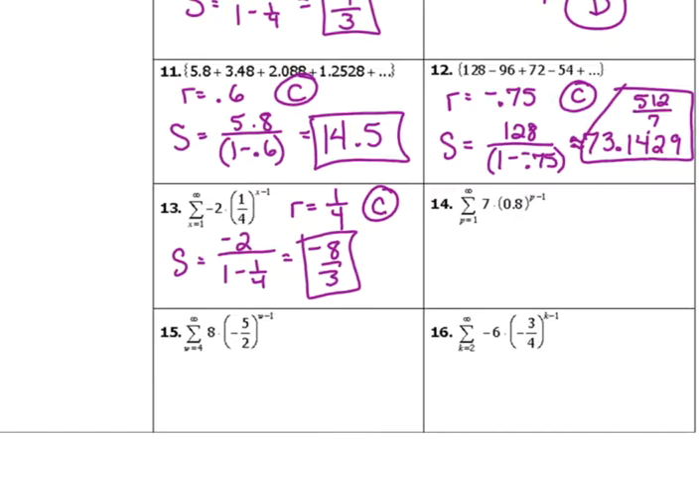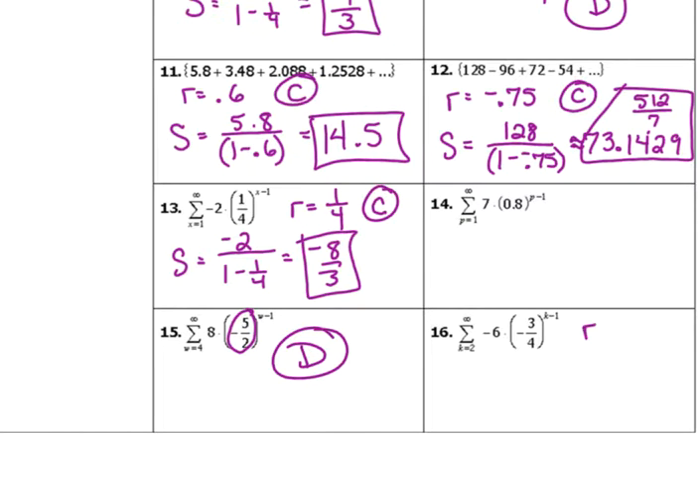Number 15, convergent or divergent? Divergent. Okay, be careful, just because it's a fraction doesn't mean that it's less than 1. 5/2 is a fraction, but 5/2 is greater than 1. So that's divergent. So we'll go ahead and do 16.